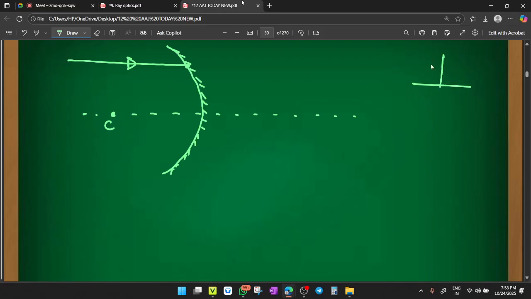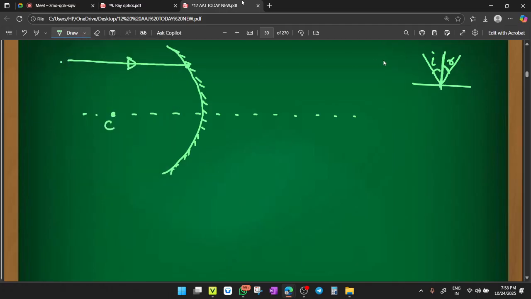See, this is your mirror, okay? And this is your principal axis. Now, this is the center of curvature, and light is incident at this particular point on the mirror. Clear? Now, join this point to make a normal. Why normal? Because reflection is defined across the normal. When there is a normal, this is the angle of incidence, and this angle of incidence is equal to the angle of reflection, right? So you should have a normal.